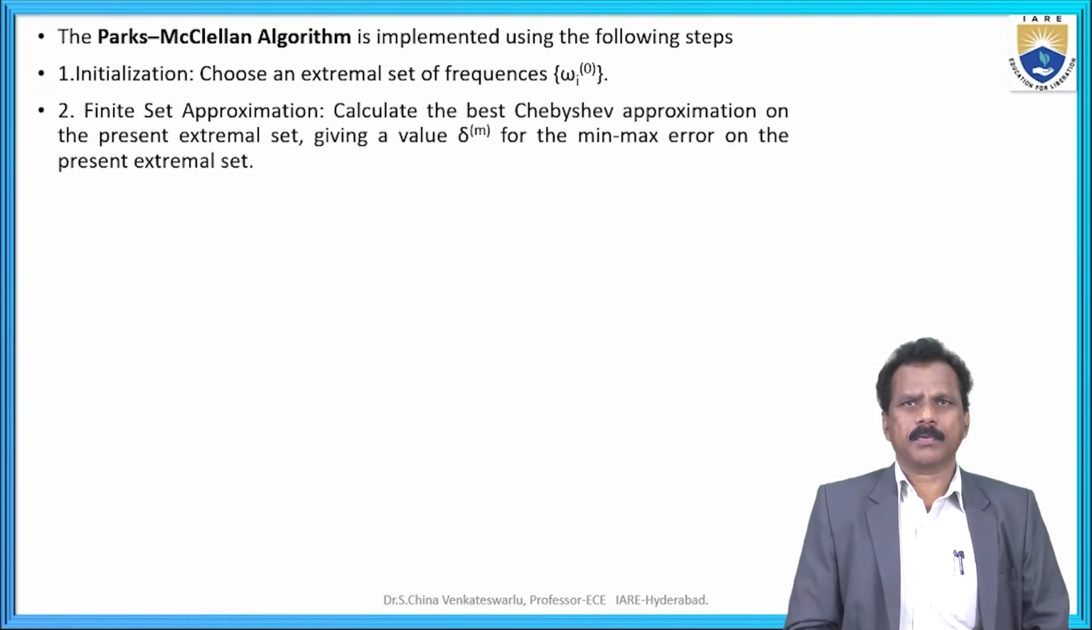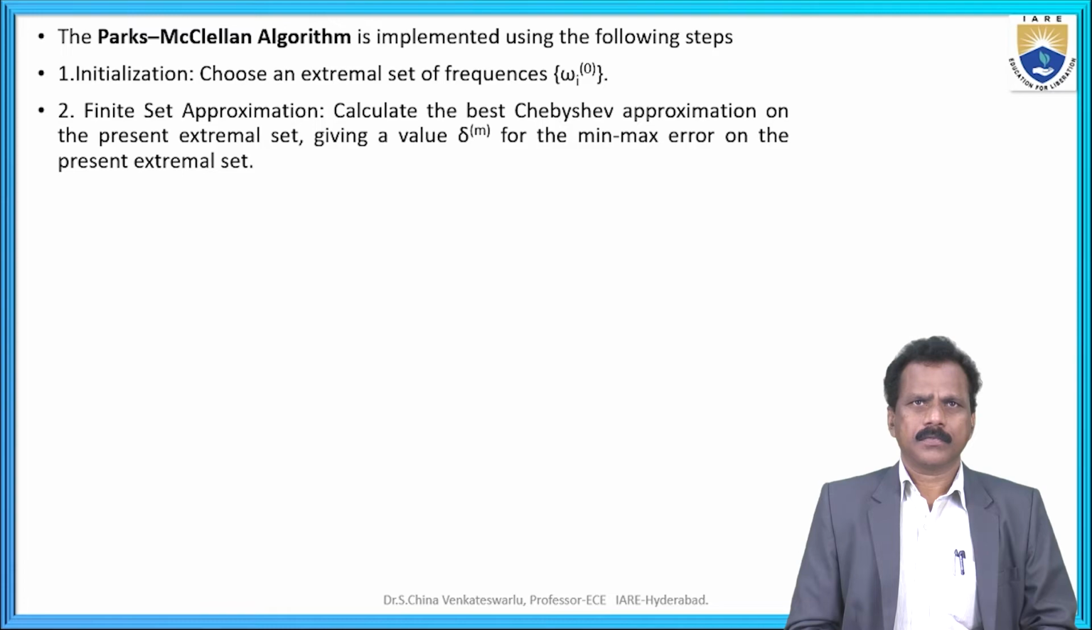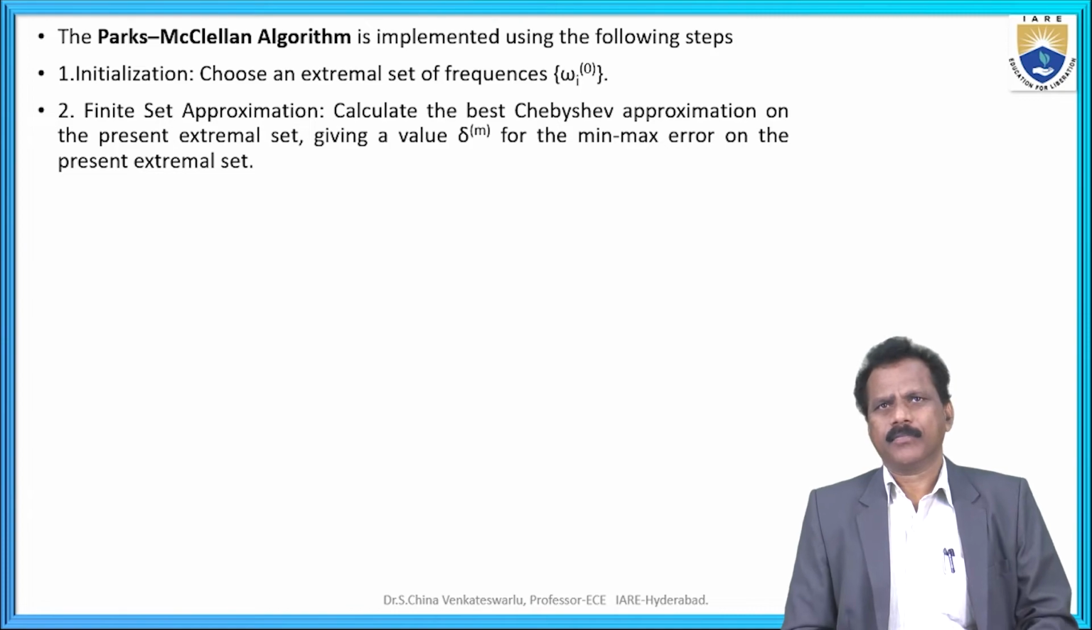Step 2, finite set approximation. Calculate the best Chebyshev approximation on the present extremal set, giving the value delta m for the minimax error on the present extremal set. This is the implementation using the steps. Step 1 involves omega i power 0. Our second step is to set all values, giving the value delta m for the minimax error on the present extremal set.